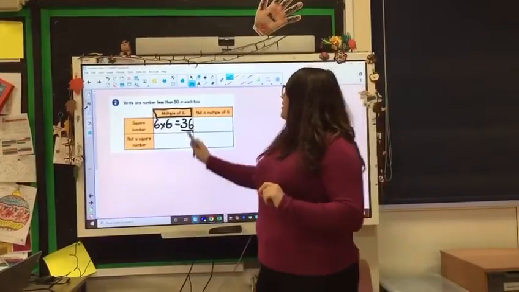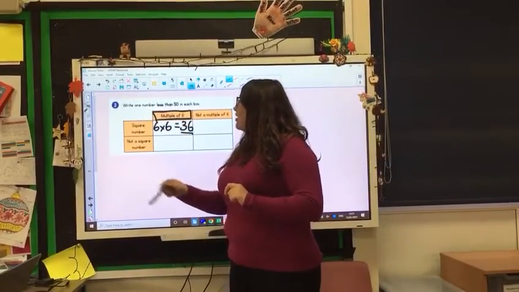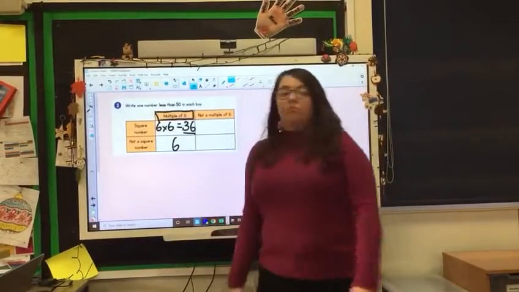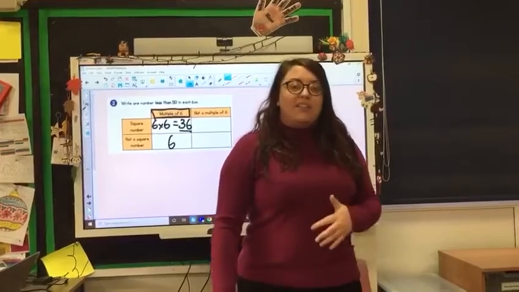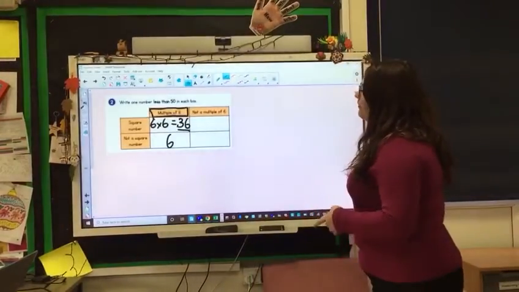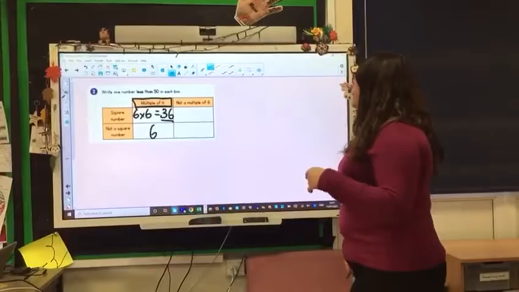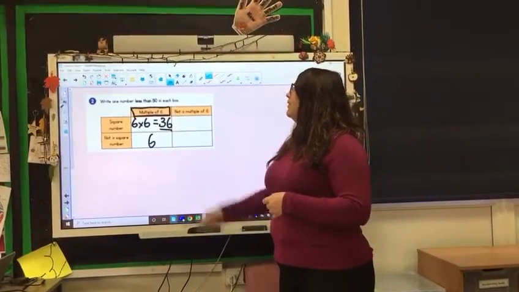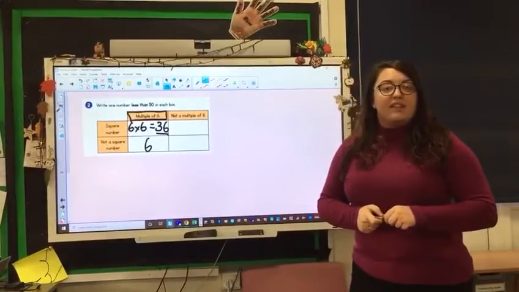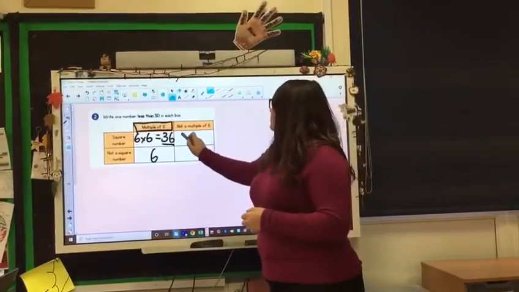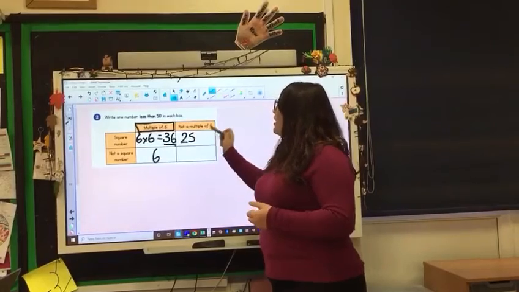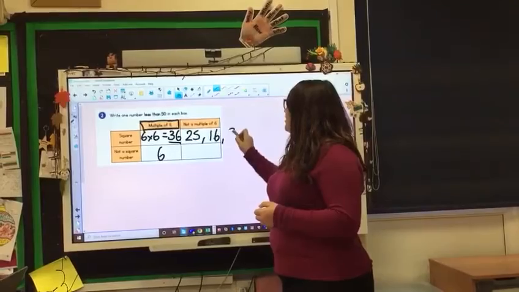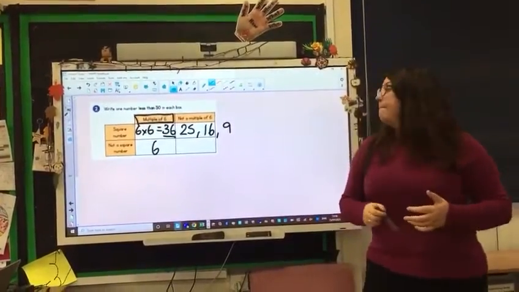Perfect. Now I want a multiple of 6 that's not a square number. Think about another number in the 6 times tables. Any other number in the 6 times tables will do, as long as it's less than 50 and not 36. Okay, now you need to think of a number that is a square number that is not a multiple of 6. So that could be 25, it could be 16, it could be 9, anything like that.